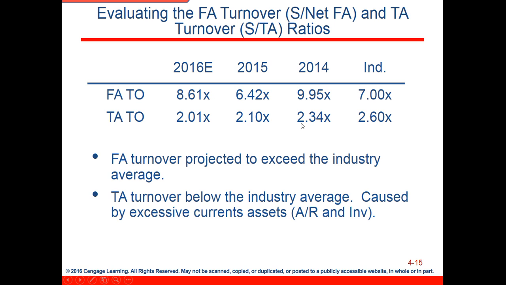And we are seeing that the total asset turnover ratio is steadily decreasing, and it's below the industry average. From the fixed asset turnover ratio, it's projected to exceed the industry average. That is good, but the total turnover is below industry average, and it is mainly caused by excessive current assets, specifically as we see from DSO. The accounts receivable is increasing, and if we look at the inventory turnover ratios, inventory was increasing, and hence the combination of accounts receivable and inventory causes the total assets turnover ratio to decline.